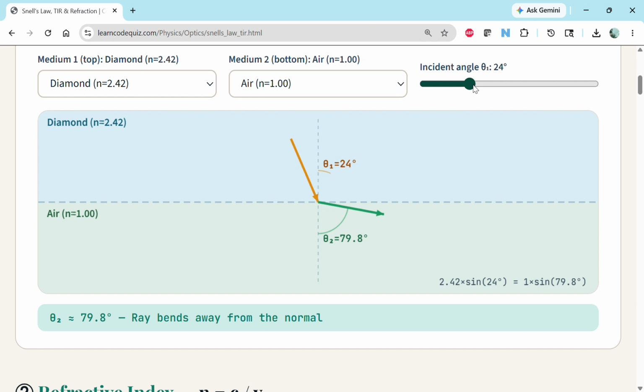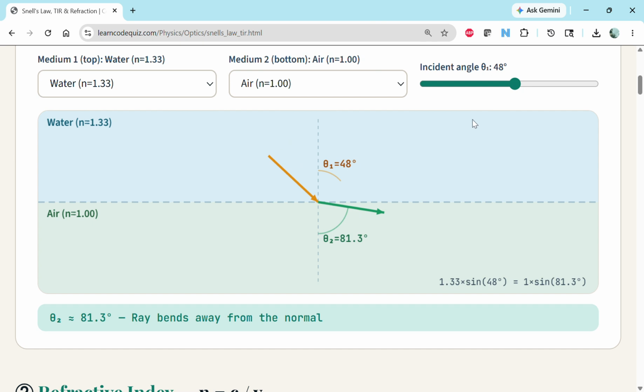So the point is that, let's say if instead of diamond I make this one water, then what happens? Then I can increase this angle of incidence a little bit further, and it's still going into the air. Now let's increase it more, and there you go. For 48 degrees angle of incidence, it is 81.3.